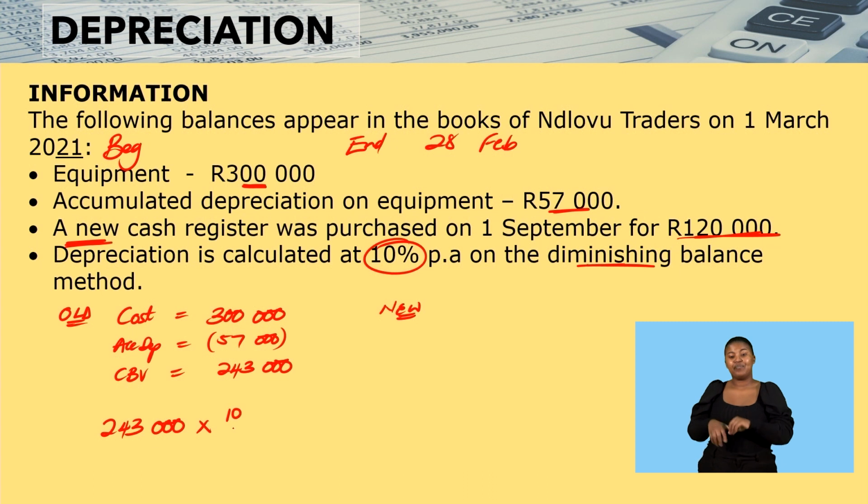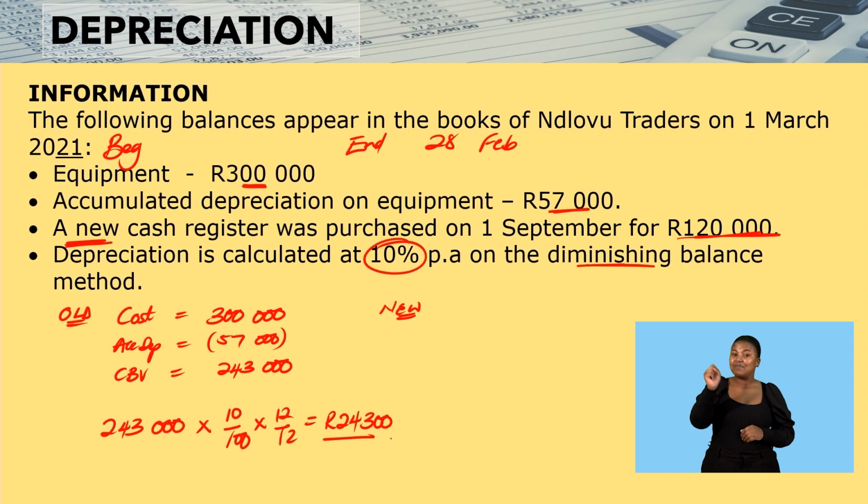When you calculate depreciation, you take the carrying book value, which is 243,000, multiplied by the rate, multiplied by the time, that is 12 over 12, because it is an old one. We had it from the beginning. So the depreciation therefore becomes 24,300. This is for the old one.